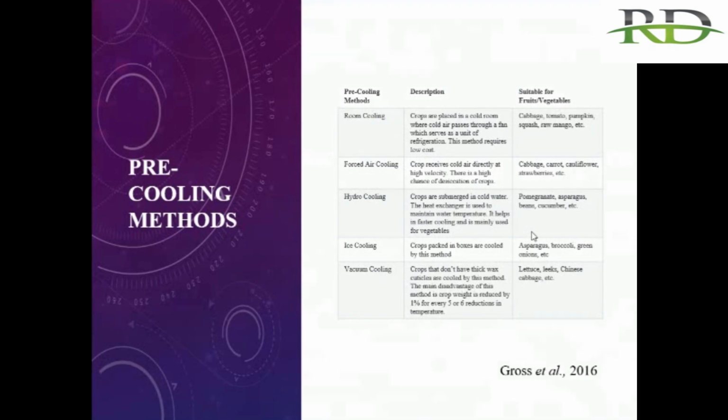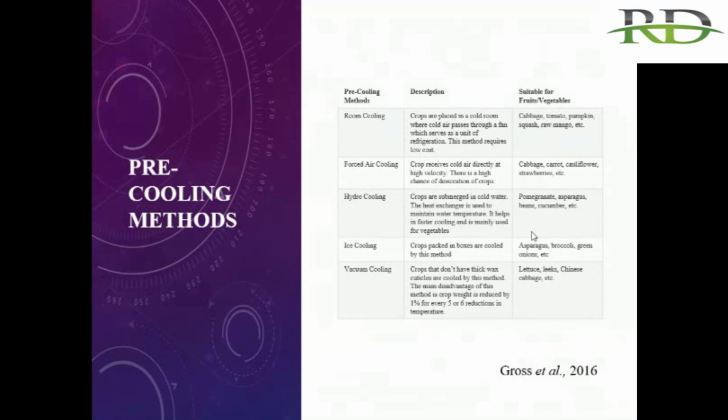In hydrocooling, cooled water is submerged or sprayed, and a heat exchanger is used to maintain water temperature. It helps in faster cooling and is mainly used for vegetables. Asparagus, beans, and cucumber, and pomegranate are also suitable for hydrocooling. And asparagus, broccoli, and green onions are suitable for ice cooling.